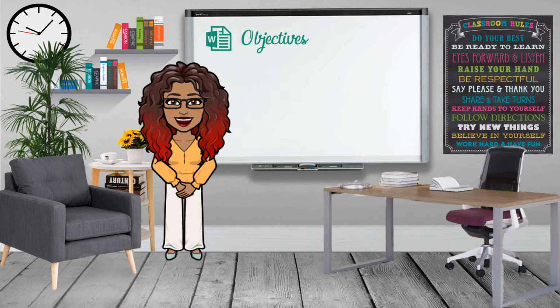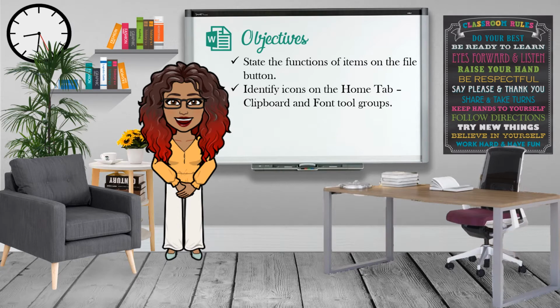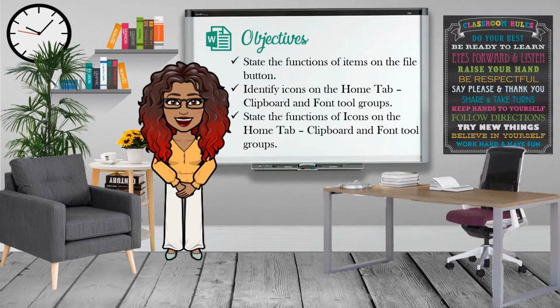The objectives for today's lessons are, we firstly want to state the functions of items on the File button. We next want to identify icons on the Home tab, especially looking at the Clipboard and Font tool groups. And after we have identified the icons, we want to state the functions of these icons again on the Home tab, looking at the Clipboard and Font tool groups.